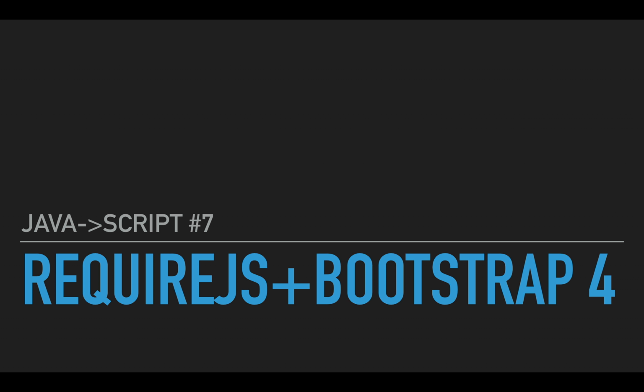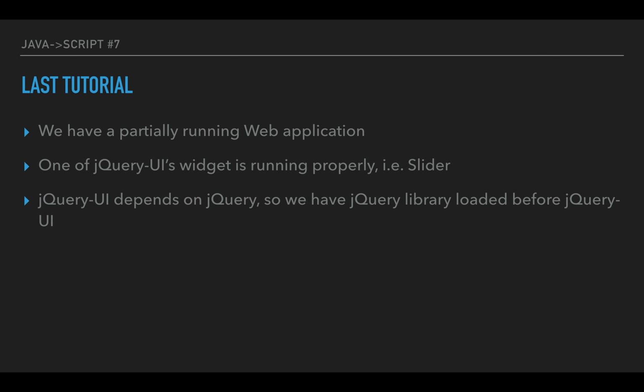Java to JavaScript tutorial number 7, RequireJS and Bootstrap 4. In the last tutorial, we have a partially running web application. One of the jQuery UI's widgets is running properly. That is the one that we use for demonstrating that jQuery UI is working. Since jQuery UI depends on jQuery, we have the jQuery library loaded before jQuery UI using RequireJS.